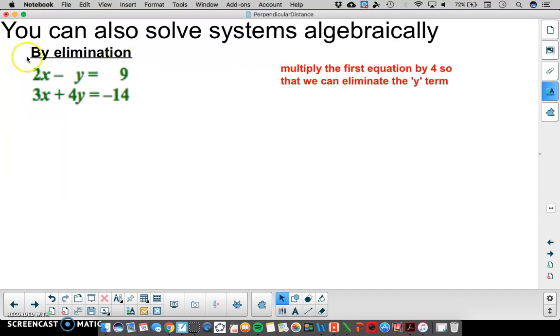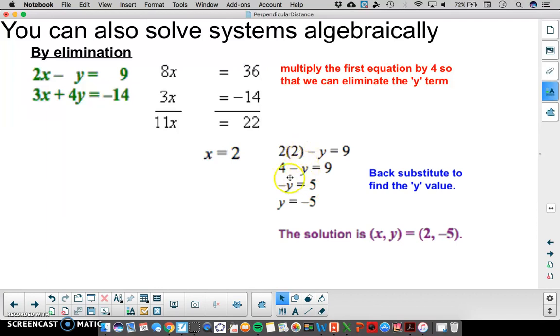First, we would want to multiply 2x minus y equals 9 by 4 so that we can eliminate the y term. Notice now that we have the same coefficient value, but they have opposite signs. When we add those two equations together, that eliminates the y term, and we have 11x equals 22. Solve for x and get x equals 2. Now that we have one of the values, we can back substitute and find the y value. So the solution is (2, -5), which is what we saw on the graph.